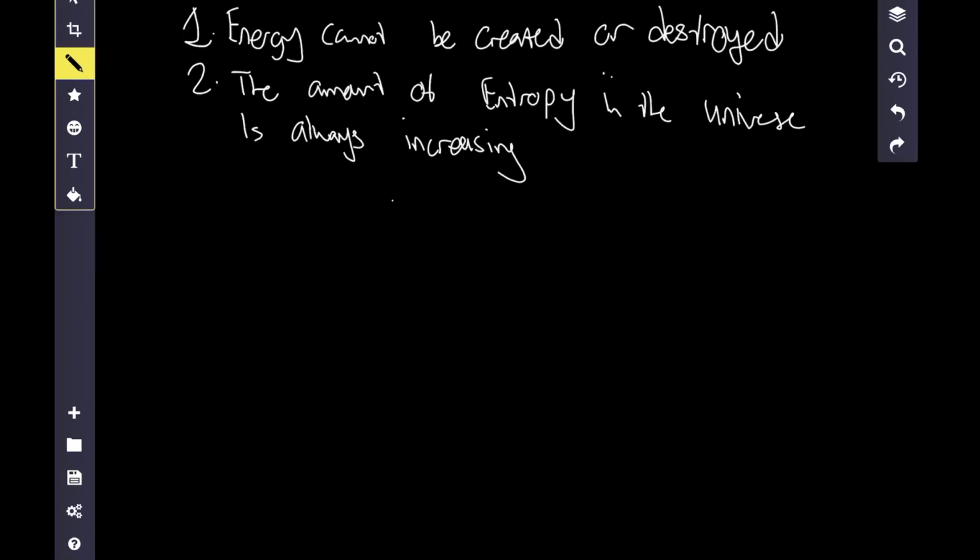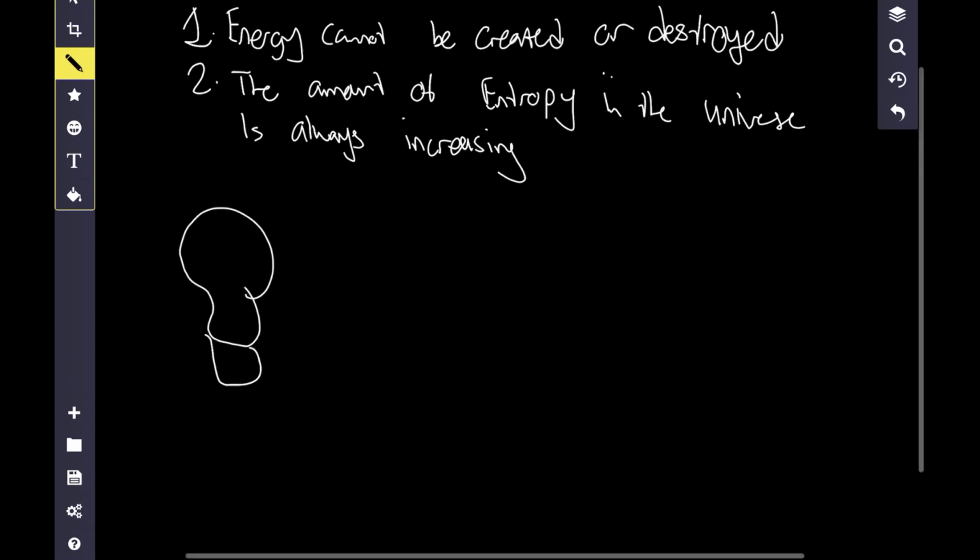Let's talk about the first and second laws of thermodynamics. Energy cannot be created or destroyed. Seems pretty self-explanatory. If you have a light bulb here, you can't just magically turn it on without a light switch or some kind of energy source. If there was no energy source, you cannot just somehow turn a light bulb on. But energy can be changed.